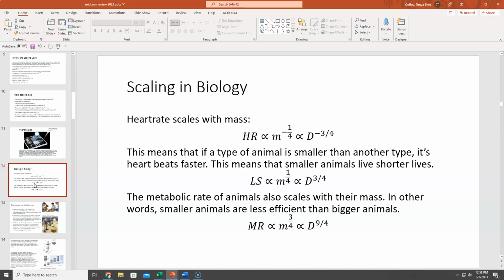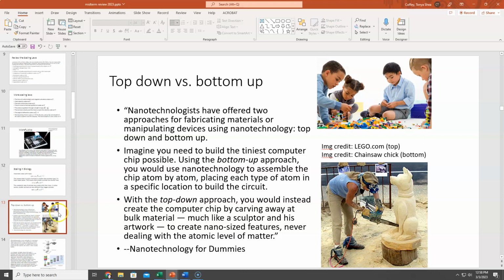The metabolic rate also scales with their mass. Smaller animals are less efficient than bigger animals, so they have to eat more. So their metabolic rate, MR, is proportional to m to the 3/4 power, which is proportional to d to the 9/4 power. All right. We talked about different nanoscale fabrication techniques.